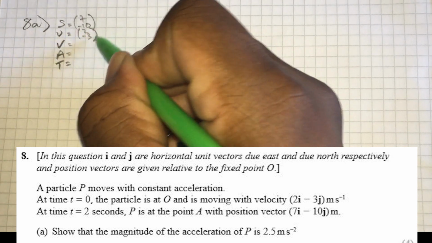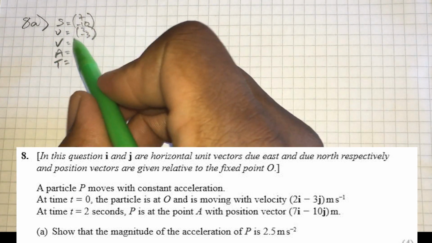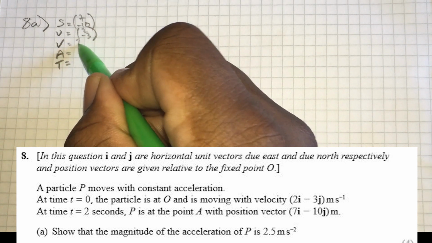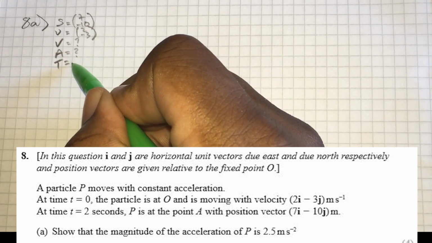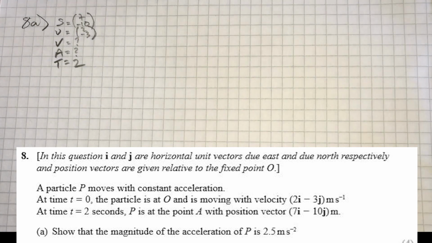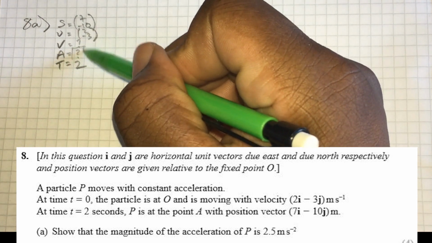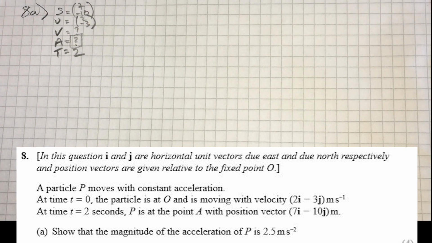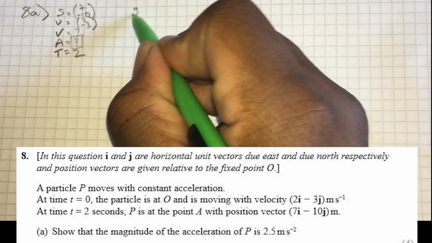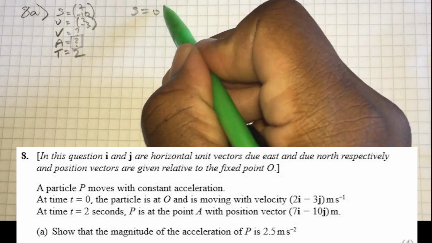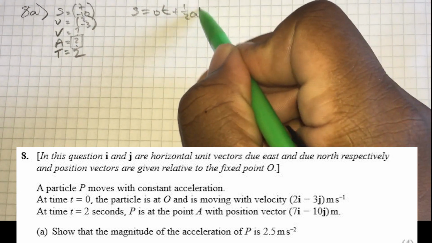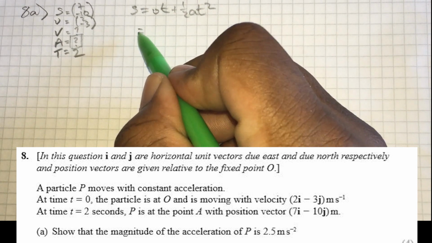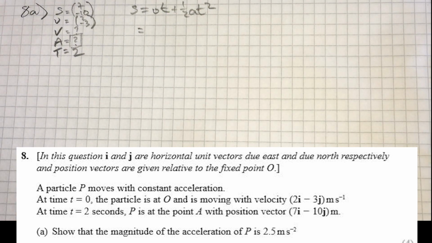So we'll go ahead and fill in the information that we know. We know the displacement, we know the initial velocity, we don't know the final or the acceleration, and we do know the time. We're looking for acceleration, so we just want to make sure we choose the formula that will help us to calculate acceleration and uses the variables we have. So S equals ut plus half at squared. Filling in all of those values.